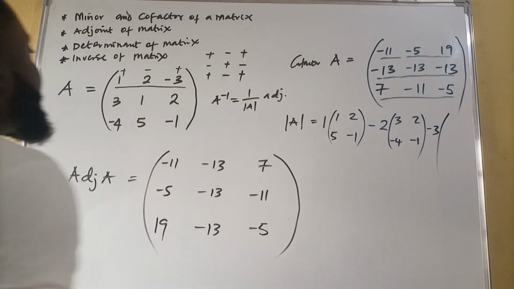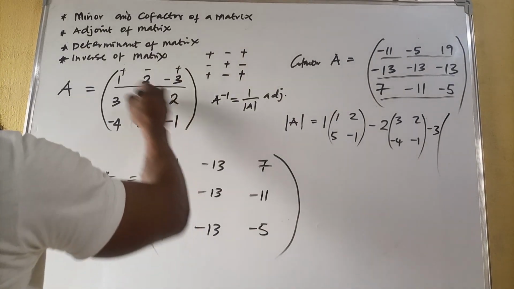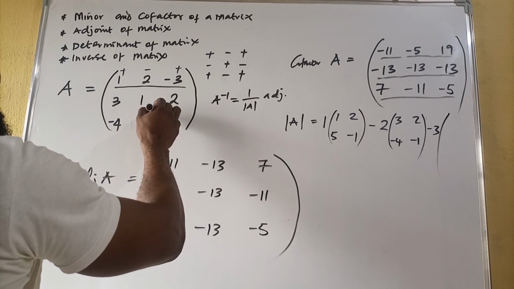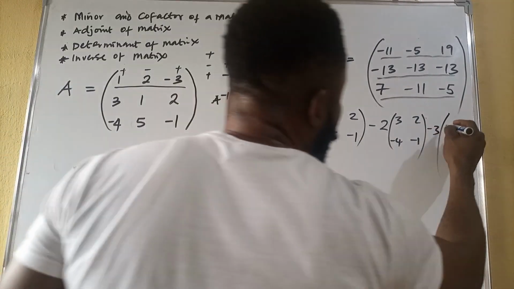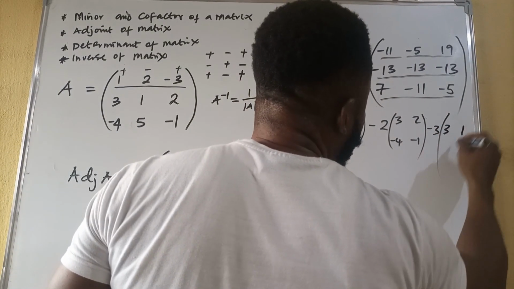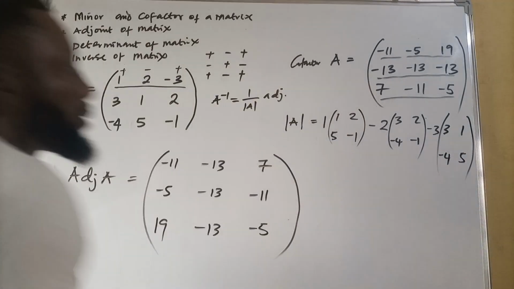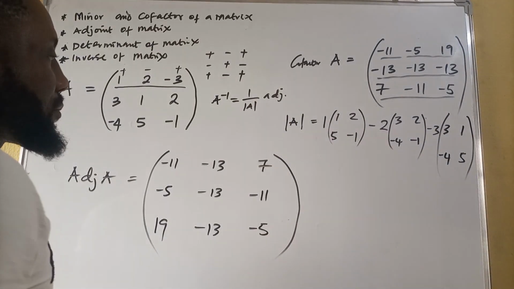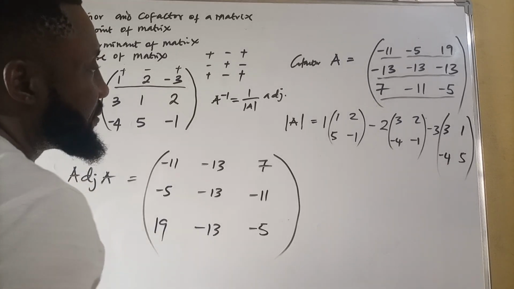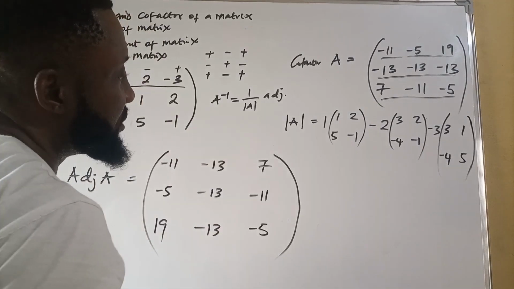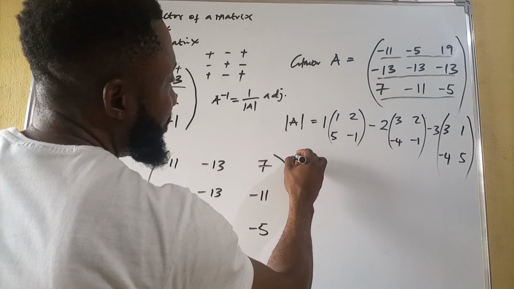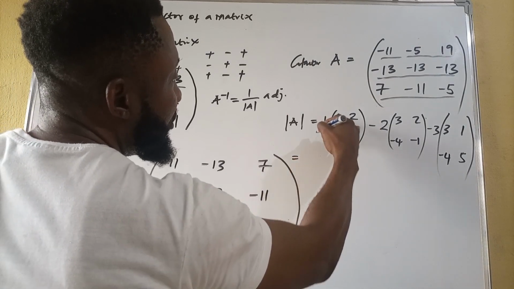When I pick minus 3, I am going to delete its row and column, and I will have 3, 1, minus 4, and 5. Good. Beautiful. So now what I'm going to do is multiply this.